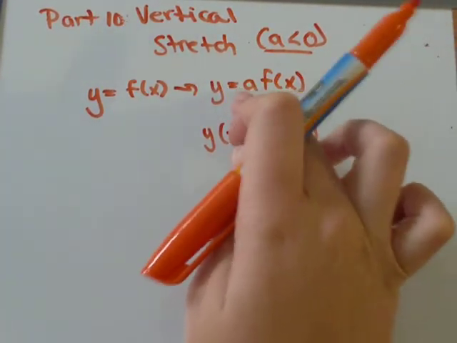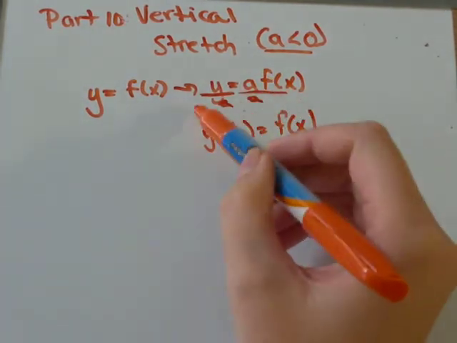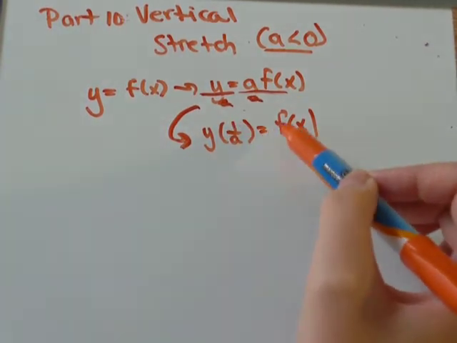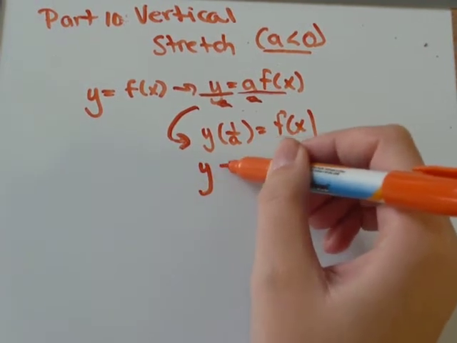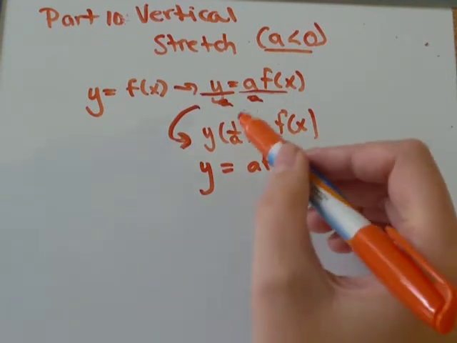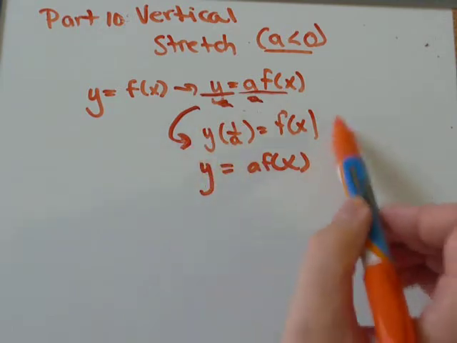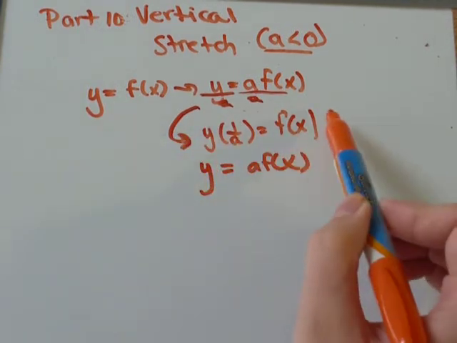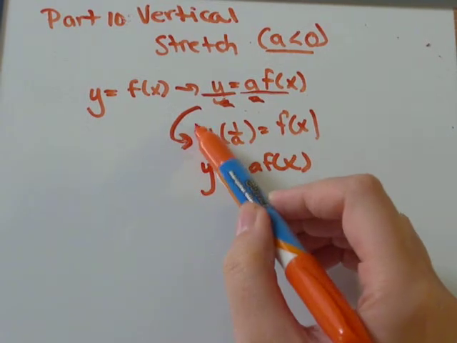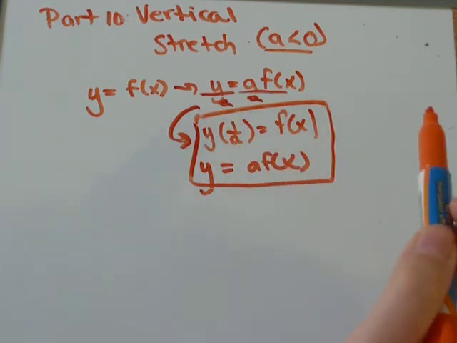Now, what if I divided both sides by a? Then I would get the next equation, y times 1 over a equals f of x. So if you see that equation, even though it's a fraction, it's still a vertical stretch because you can get rid of the fraction by multiplying by a on this side, multiply by a over here, and then we'll get y equals a f of x. So these are two formulas. They mean exactly the same thing.